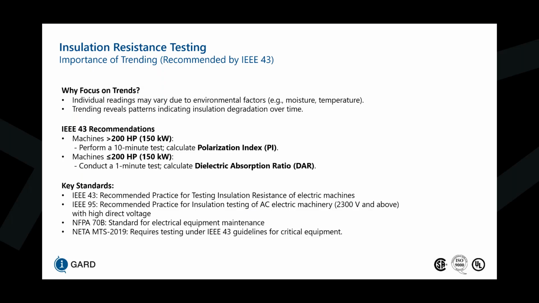So as per IEEE 43, the recommendations are that for machines that are greater than 200 horsepower or 150 kilowatts, you perform a 10-minute test to calculate the polarization index and compare the 10-minute insulation resistance over the 1-minute insulation resistance to get a ratio.